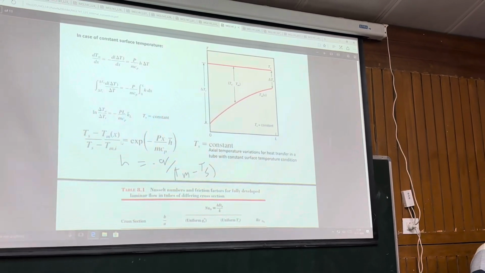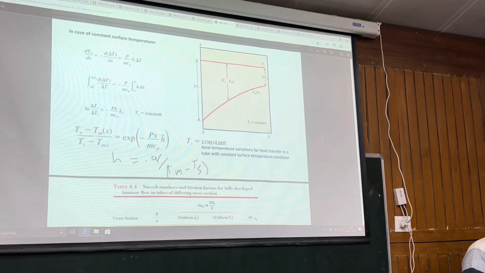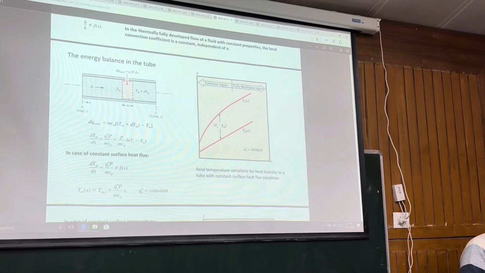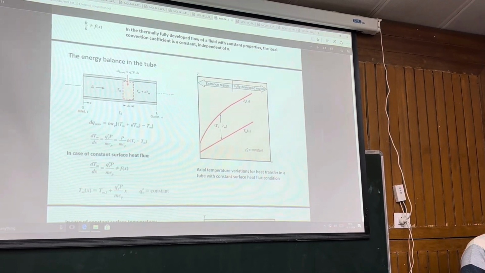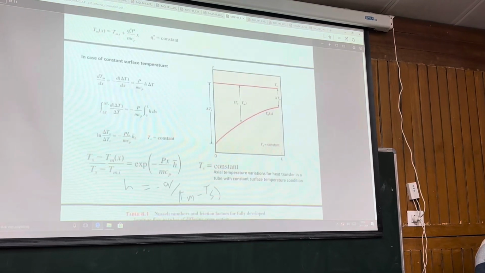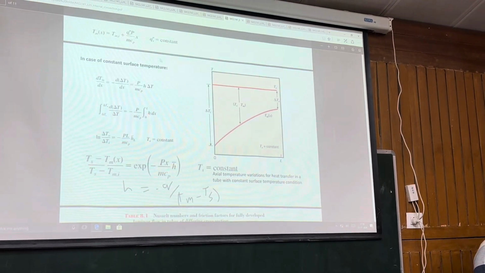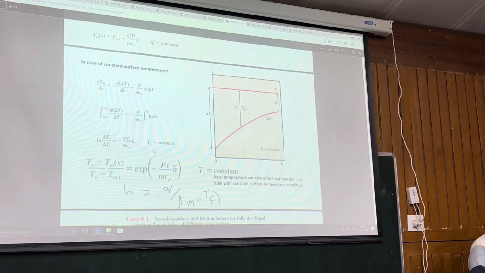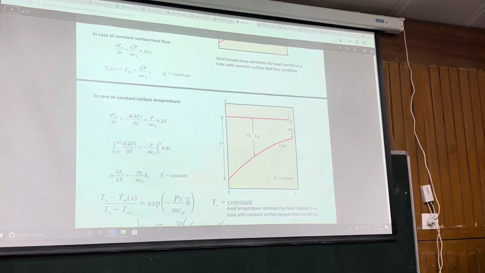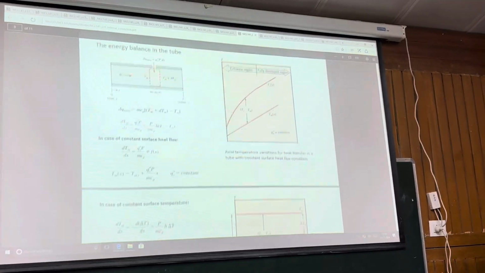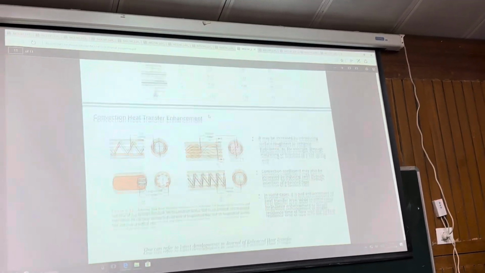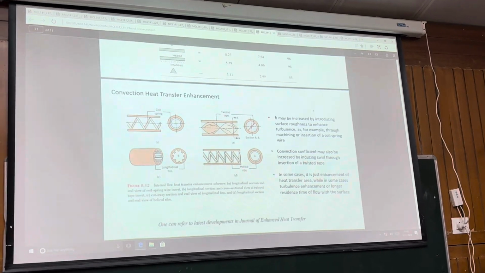How does the temperature vary in the case of an isothermal wall? How does the temperature vary in the case of a constant heat flux wall? So these derivations you should revise. If you want one formula you can note it, but there is nothing much to note here. It's mainly understanding the derivation. So this derivation you can practice, internal flow, and these things are extra. This is just for knowledge.